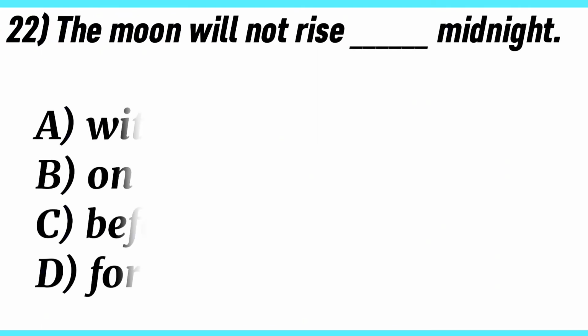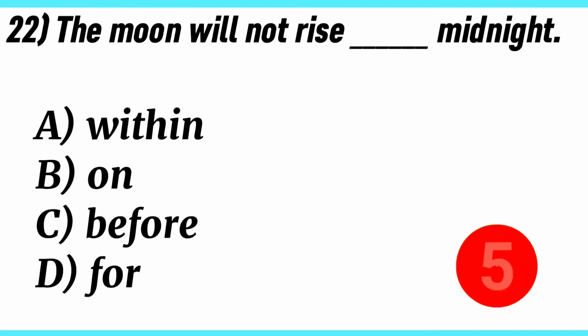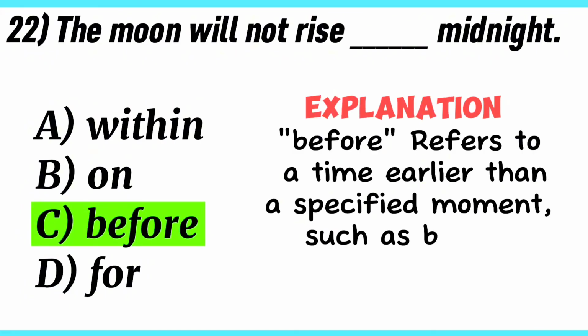The moon will not rise dash midnight. The correct answer is option C, before. Explanation: before refers to a time earlier than a specified moment, such as before midnight.